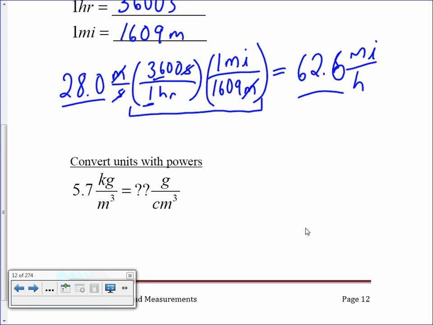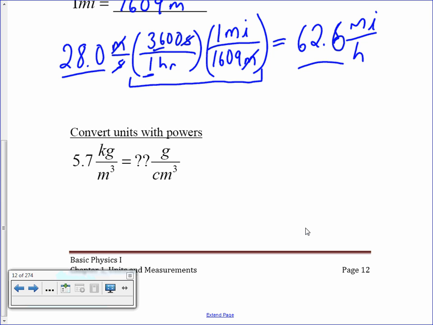Also, we'll need to convert units with powers, and probably on your exam you'll have a question that's more akin to this, where you have to convert from one unit that has a power in it to another unit. What I mean by power is I see this meters cubed right here. You have to do something a little more complicated. So let's say I want to convert kilograms per cubic meter to grams per cubic centimeter. I'm going to start with 5.7 kilograms per cubic meter. I'm going to need kilograms here and grams here.